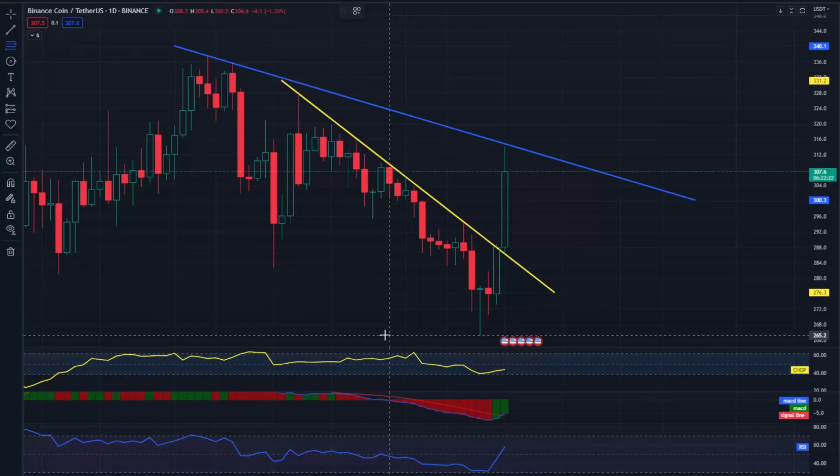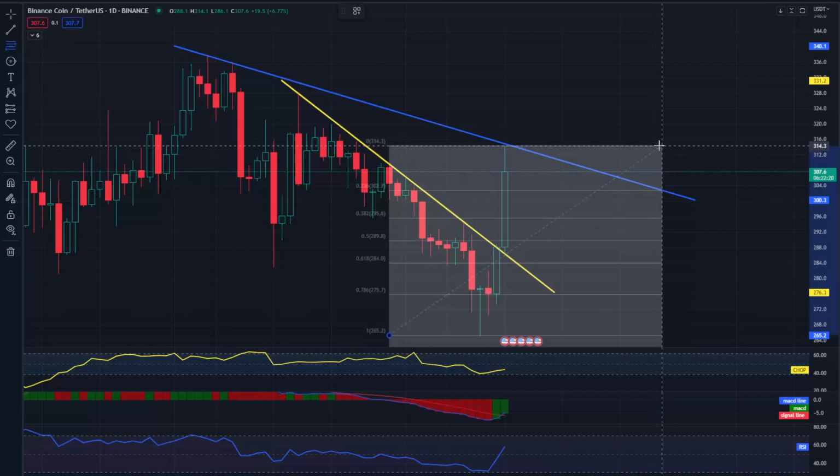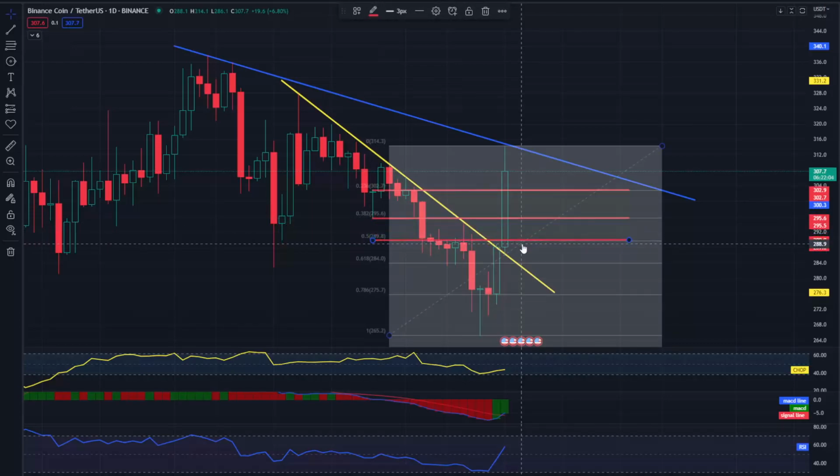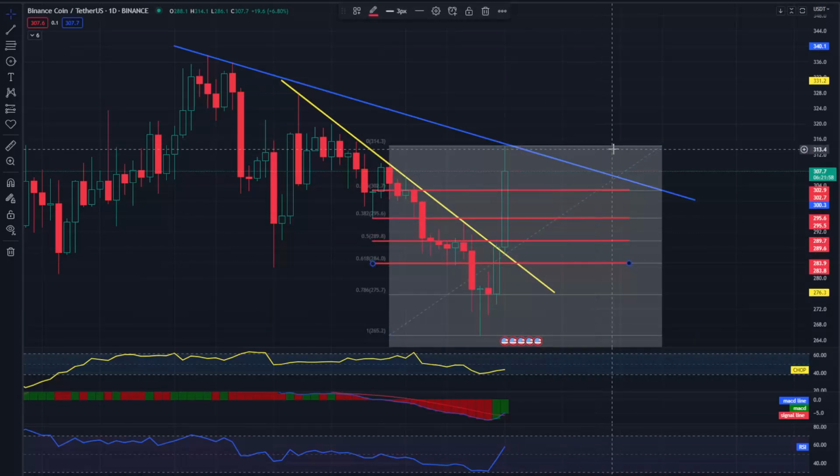Now let's move on to the designations of support places. And as you can see, we have the first support at $303, the second support at $296, the third support at $290, and the next support at $284.